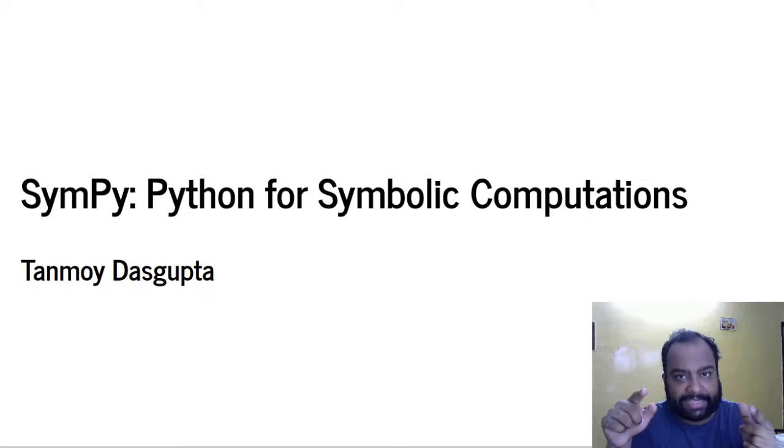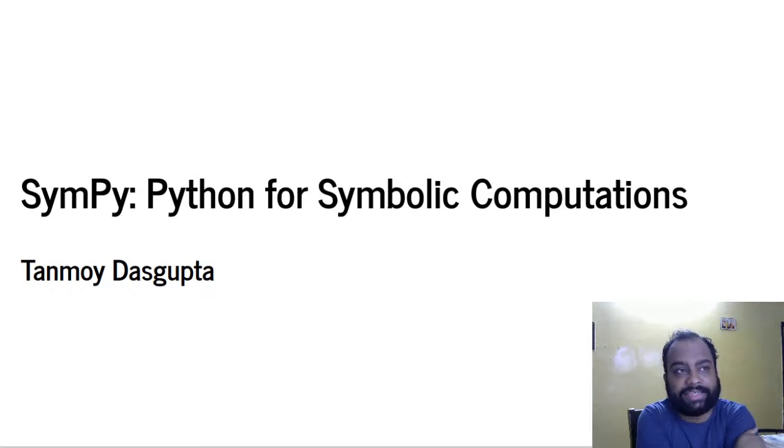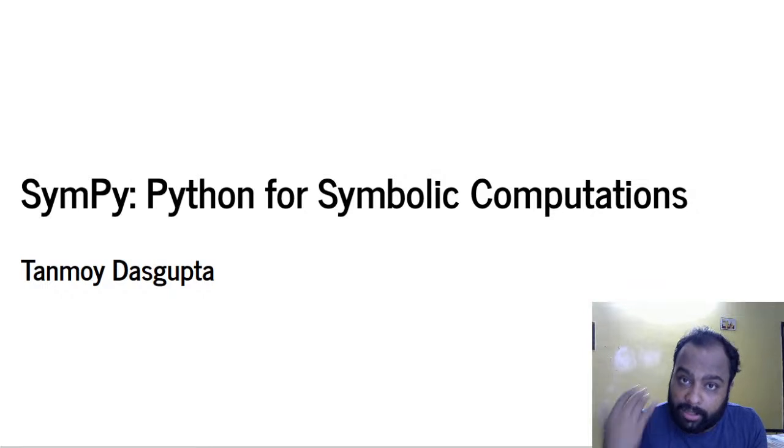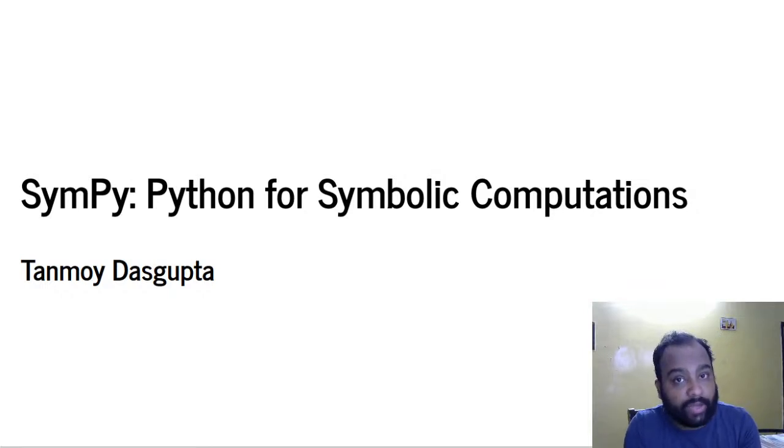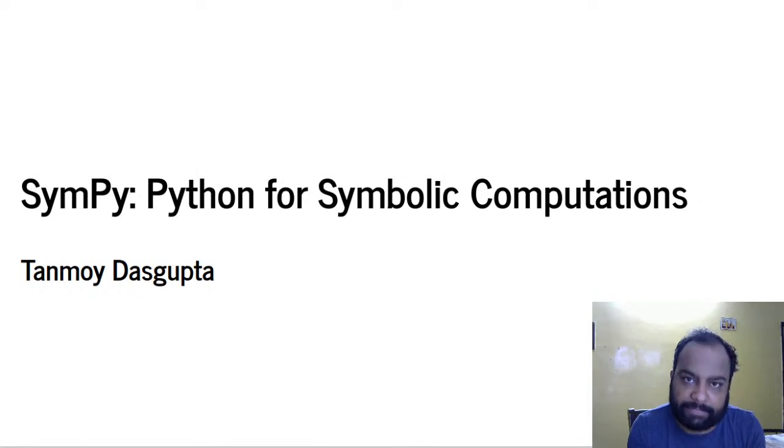So if I say x while doing symbolic computation, that x will be treated as x, not just a value, right? So for example, if I say x equal to 1 and y equal to 2, then x plus y becomes 3. That happens when I do numerical computation. But when I do symbolic computation, x plus y remains x plus y. Okay, because this thing is being treated as a symbol. So x is a symbol, y is a symbol. So x plus y is nothing but x plus y, right?